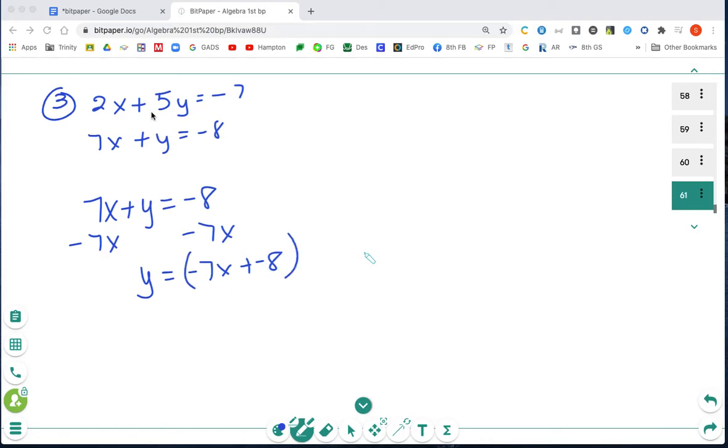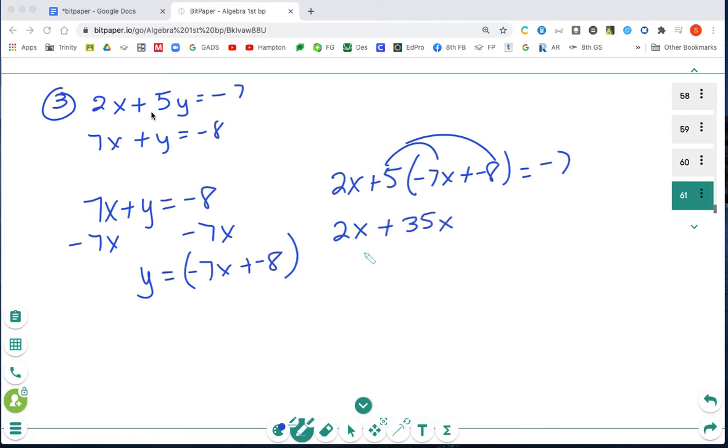Now I'm going to go up and use my second equation. So 2x plus 5 times negative 7x plus negative 8 is equal to negative 7. I'm going to now rainbow. So 2x plus 35x plus negative 40 is equal to negative 7. I'm going to combine my x's. So I'm going to have negative 33x plus negative 40 is equal to negative 7. Zero pair the 40.